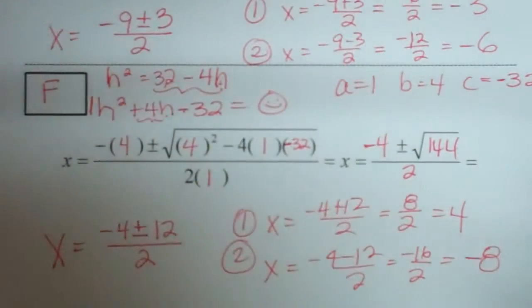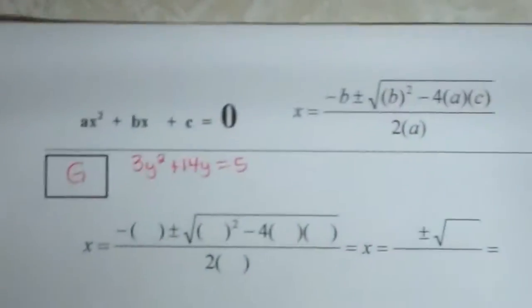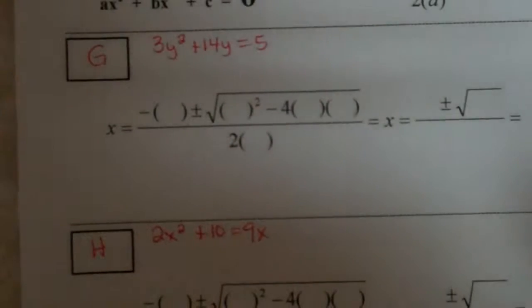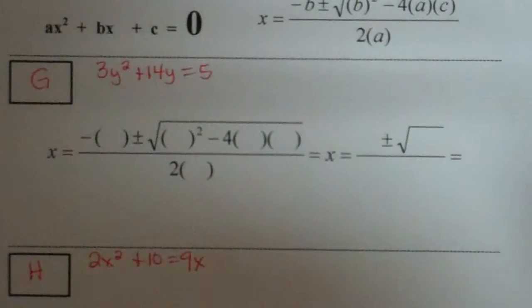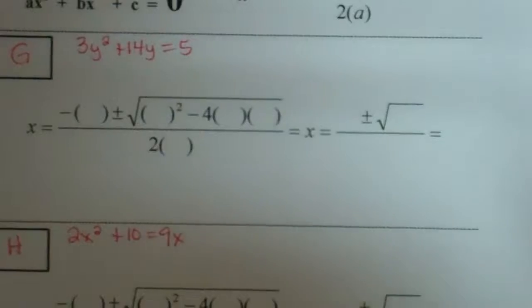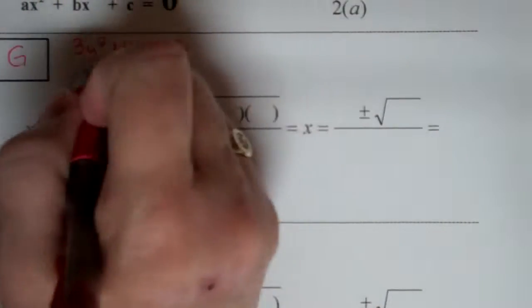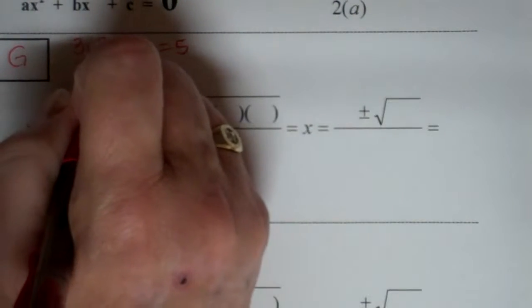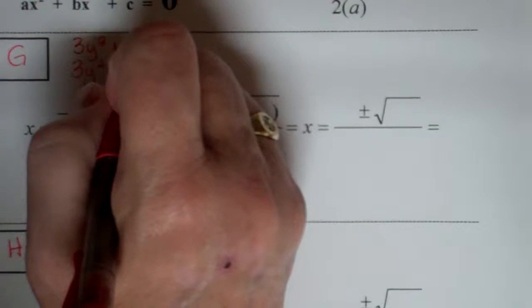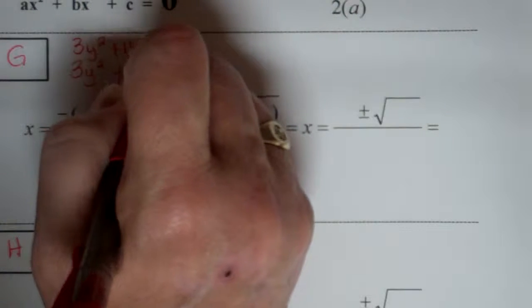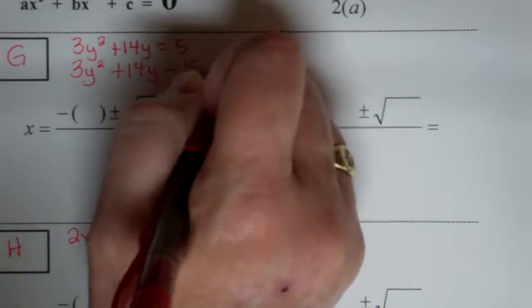Moving on to the next one. Remember, pause. Don't sit there and get frustrated. Just do the next one. Alrighty. There we go. And ready to rock and roll? Almost. The 5 needs to go over. Oh look, A is not 1 this time. That's good. That's getting a little boring. Plus 14y minus 5 equal to 0.